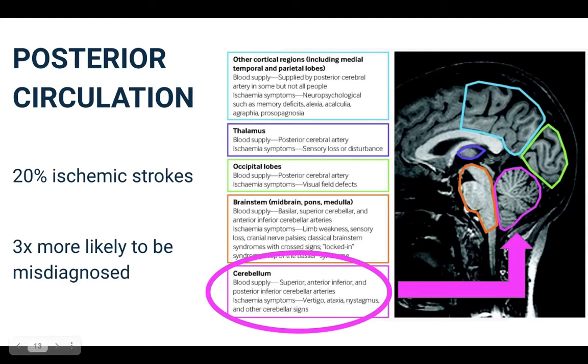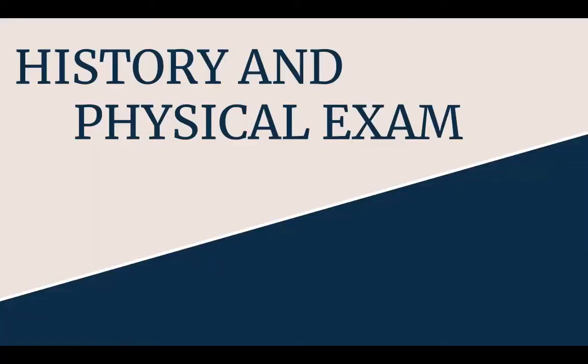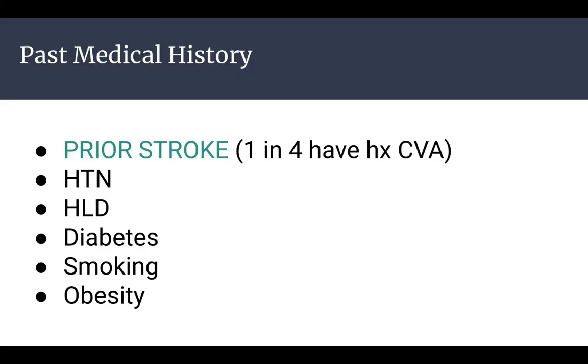20% of all ischemic strokes are in the posterior circulation. So it's very important to know how to work up and diagnose these patients. Posterior circulation strokes are 3 times more likely to be misdiagnosed. So hopefully after today's lecture, you'll feel a bit more comfortable. Let's move on to the history and physical exam.